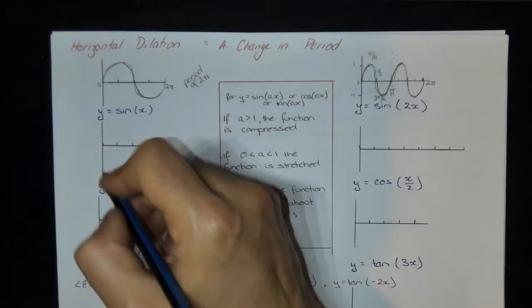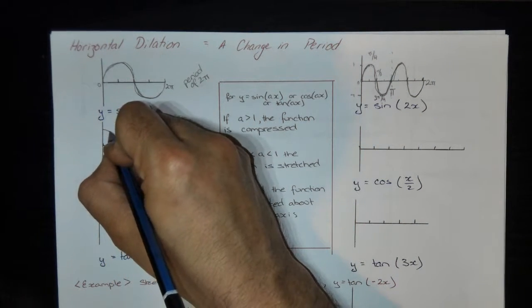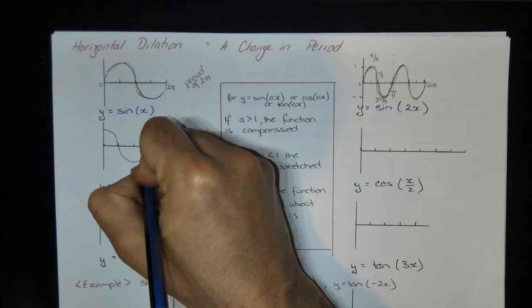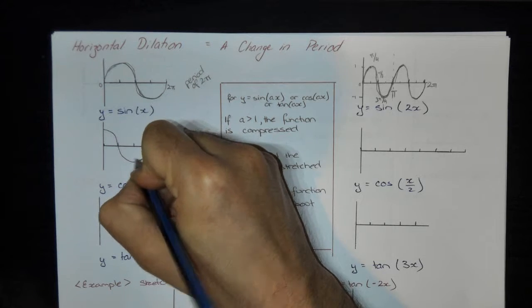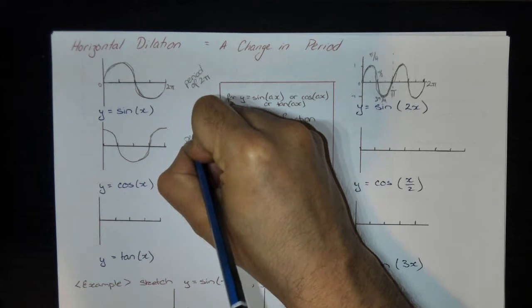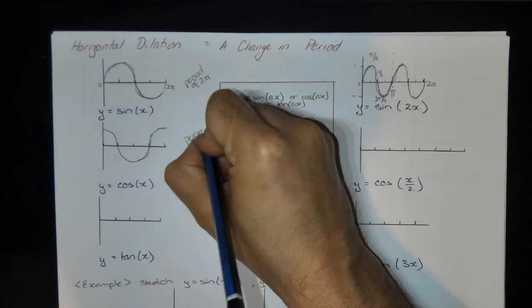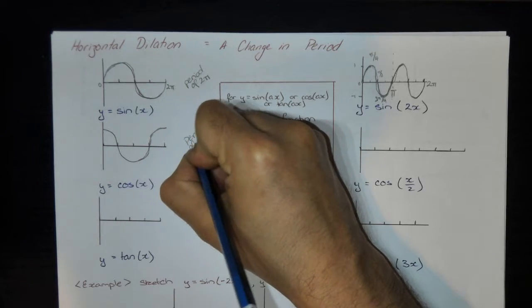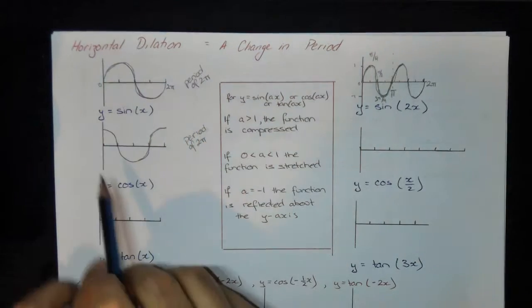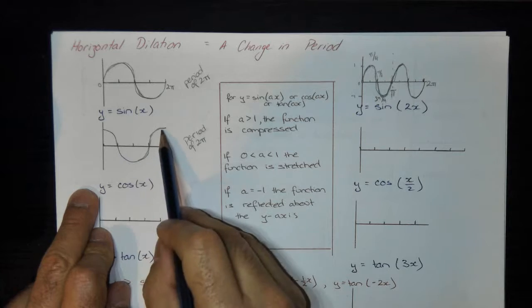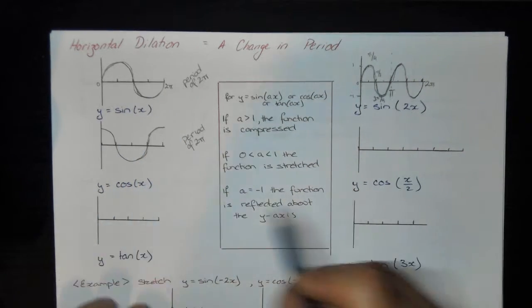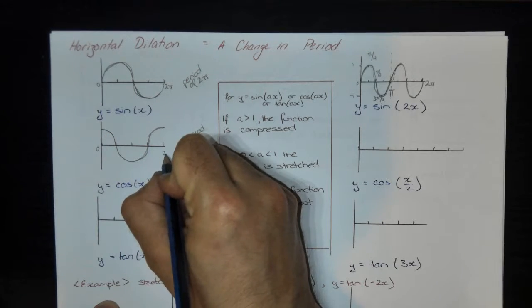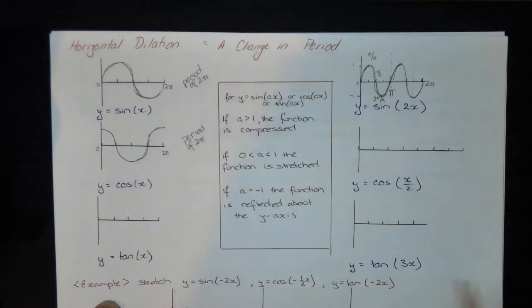All right. y equals cos of x. Cos of x goes like that. It also has a period of 2 pi. So it goes like this before it repeats, and that's what we mean by a period. Another repeat. So from 0 to 2 pi, it does one pattern.